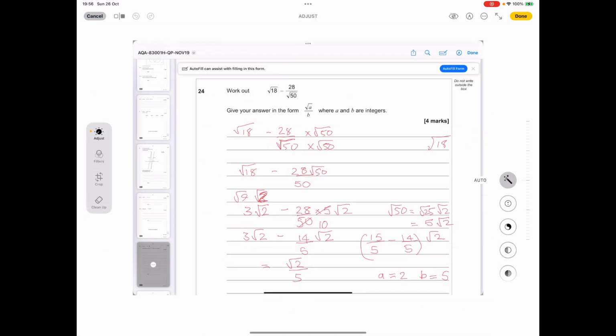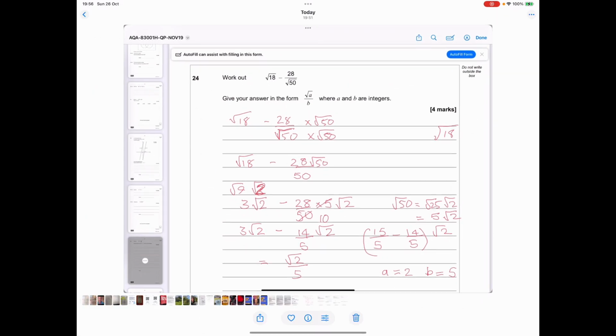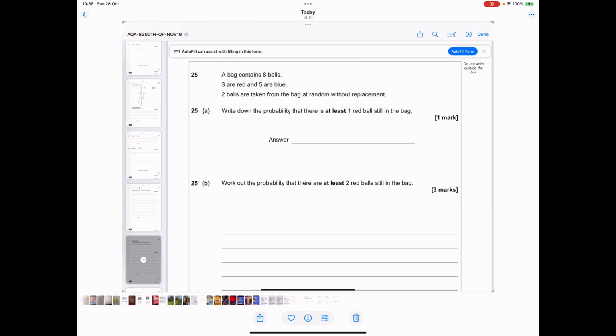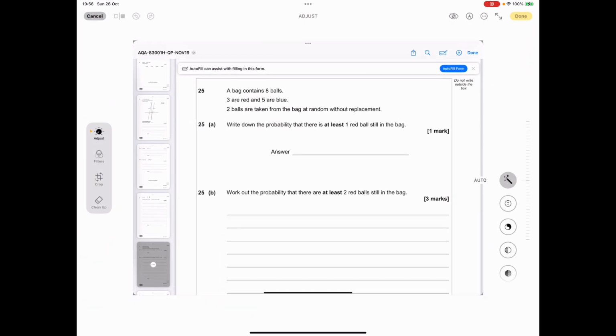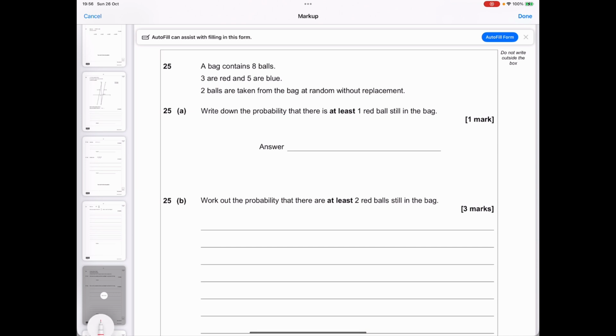Okay, now we're going to look at our next one. Moving on, we're going to just annotate this. So we've got a bag contains 8 balls, 3 are red and 5 are blue, and 2 balls are taken out of the bag at random without replacement. Write down the probability there is at least 1 red ball still in the bag.